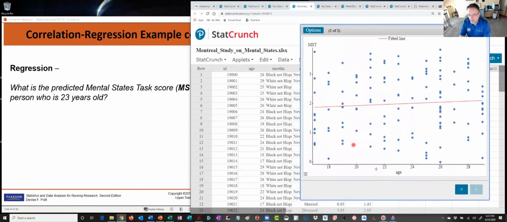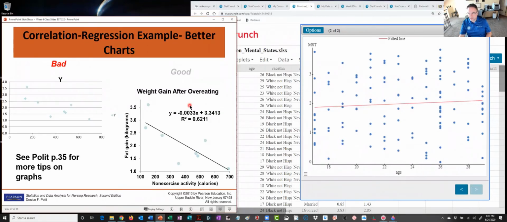It'll calculate that outcome value for us. So that's as difficult as regression gets. And just with this slide, if you want to review page 35 in Polite, we talked a little bit about this when we did descriptive statistics. But when we're labeling charts, we want to primarily keep the data where the points are. We want to have clear labeling for the X and Y axis.